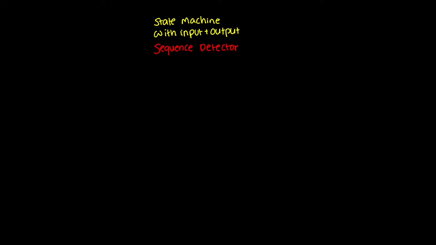So in this video, we're going to look at a simple state machine that has both an input and a simple output. The state machine in question is a sequence detector. I'll give you some background on how that works.